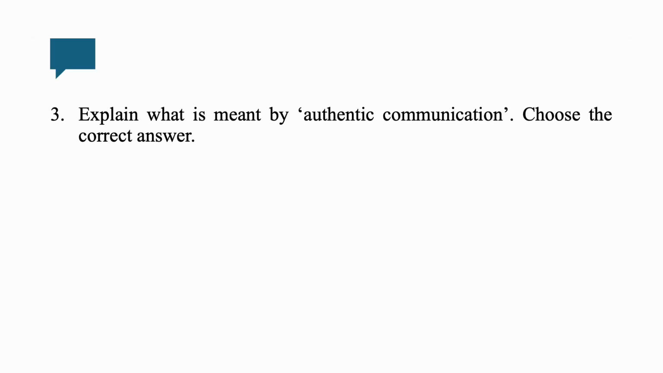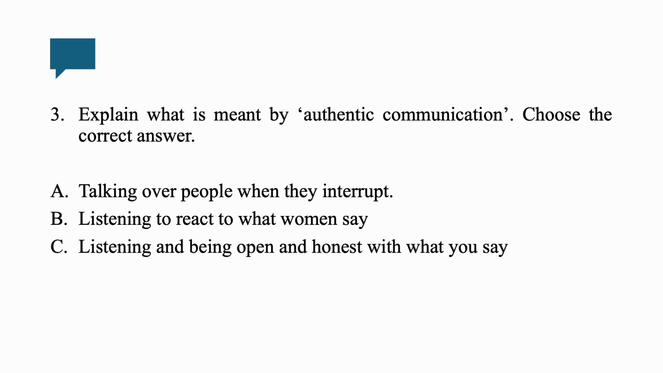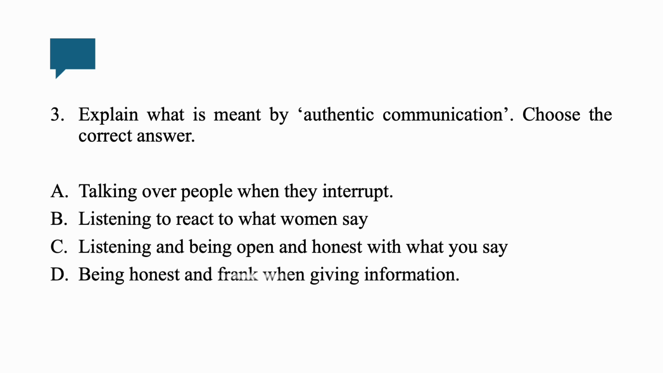Question number 3. Explain what is meant by authentic communication. Choose the correct answer. Option A. Talking over people when they interrupt. Option B is listening to react to what women say. Option C is listening and being open and honest with what you say. Option D is being honest and frank when giving information.